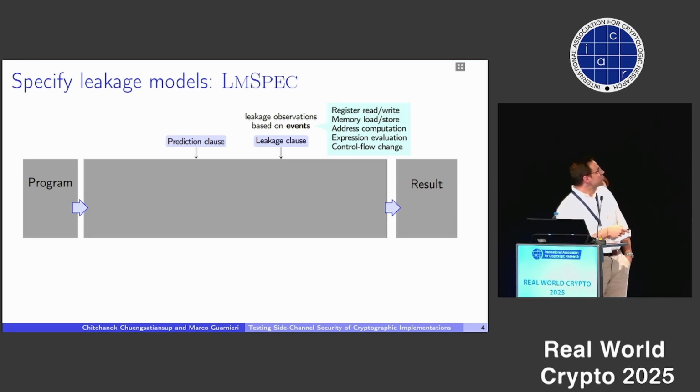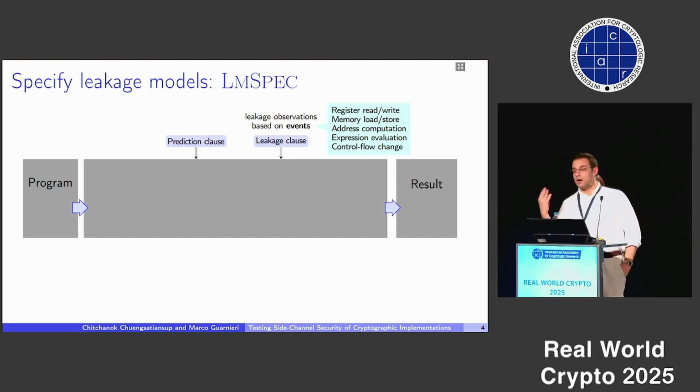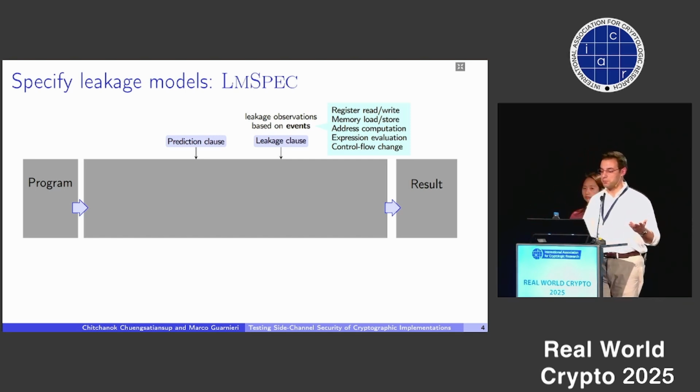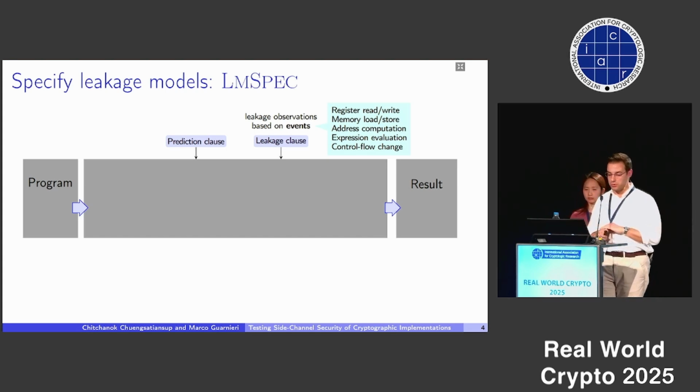In particular, we support leakage clauses associated with changes to the value of architectural registers, both reads and writes, memory loads and stores, computation of addresses, evaluation of sub-expressions, and changes to the control flow statement. And the leakage clauses will describe, based on these events, how we compute observations. So let me give you a few concrete examples.